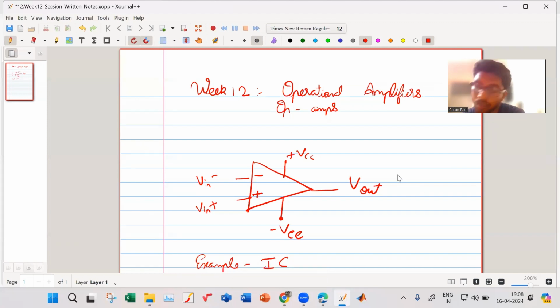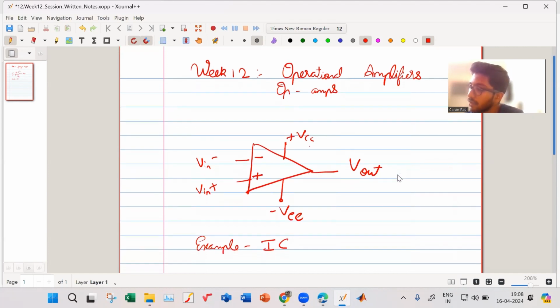So Akash, I was just telling about op-amps. We have an op-amp symbol given like this, and you have two input terminals, V input minus and V input plus, and you have an output terminal. You also have a plus VCC and a minus VEE. These are for biasing the op-amp. For this IC to work, it requires some power, and that power is given by this plus VCC and minus VEE.